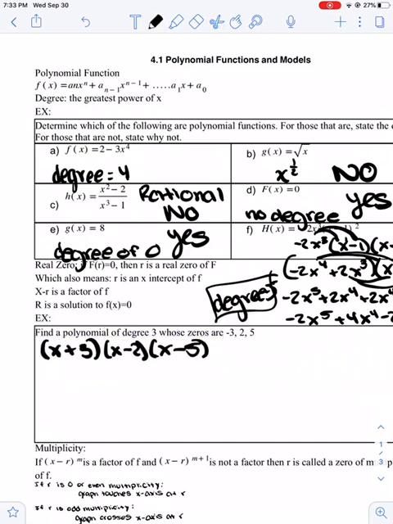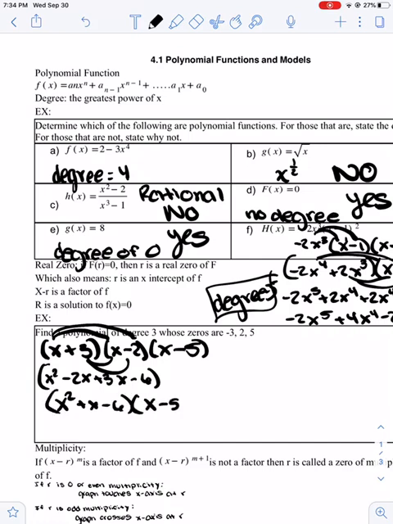FOIL these out. So I'm going to start with x times x is x squared. X times negative 2 is negative 2x. 3 times x is 3x. 3 times negative 2 is negative 6. Simplify this to x squared plus x minus 6.